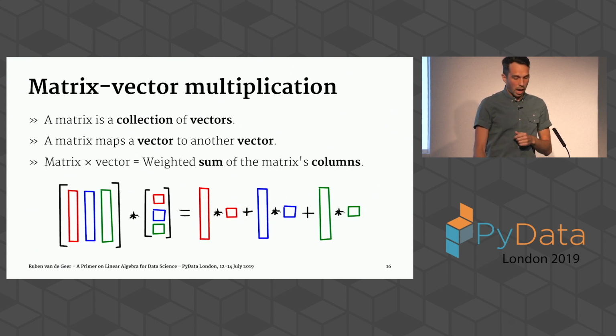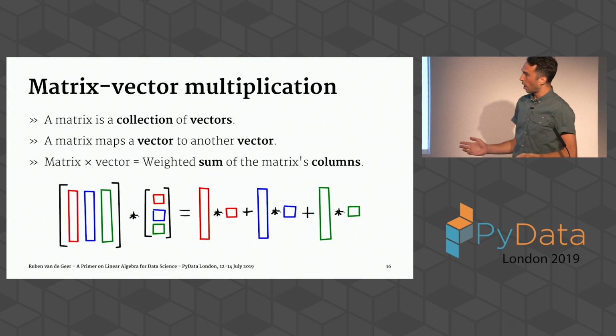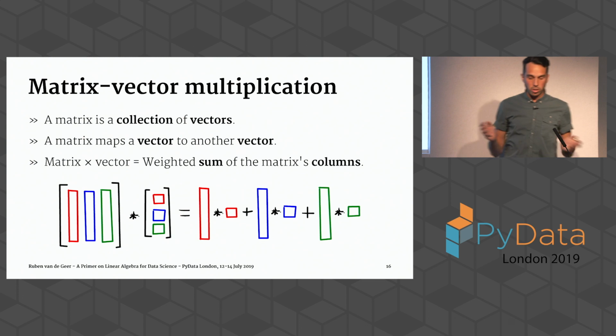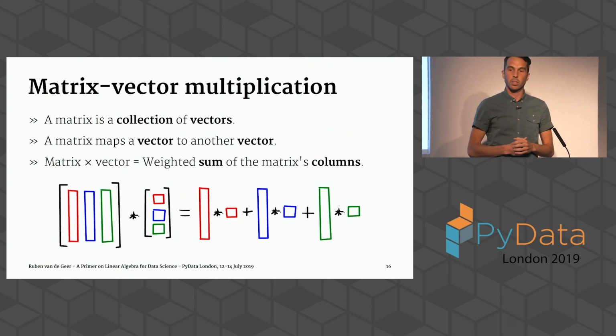But before going there, how does it actually work? If you have a matrix and you multiply it by a vector, what you're actually doing is taking a weighted sum of the matrix's columns.